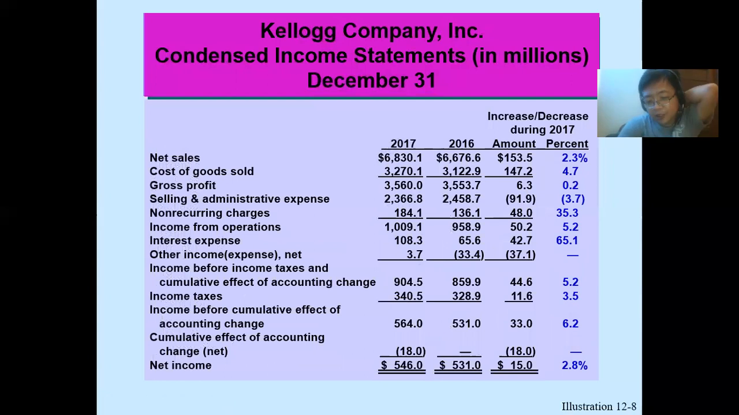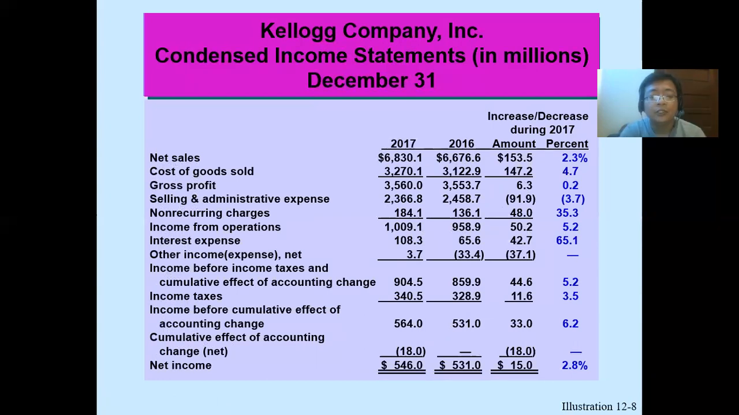Okay, how about your income statement? Same procedure. What is the formula again? Current year minus base year divided by base year. So 6,830.1 minus 6,676.6, you have 153.5. 153.5 divided by 6,676.6, you have 2.3% increase. Interest expense, same. 108.3 minus 65.6, you have 42.7. 42.7 divided by 65.6, you have 65.1%. So same formula in your balance sheet, also in your income statement.